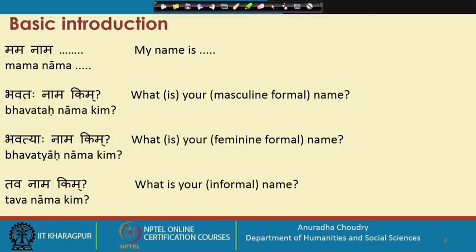So, I'll show you the written form of what we have just done. We have Mama nama to say that my name is. The question to a man is Bhavataha nama kim? To a lady is Bhavatyaha nama kim? And then when we have the informal way of asking, the informal question is Tava nama kim. Now the Tava doesn't depend on the gender. You can ask a man as well as a woman the same question. Tava nama kim. And the answer is Mama nama, whatever. It can be Mama nama Piyush Kanti Palaha or Mama nama Archita.